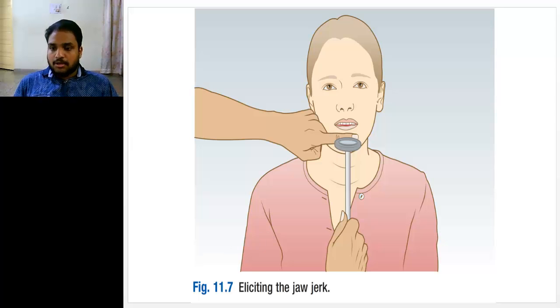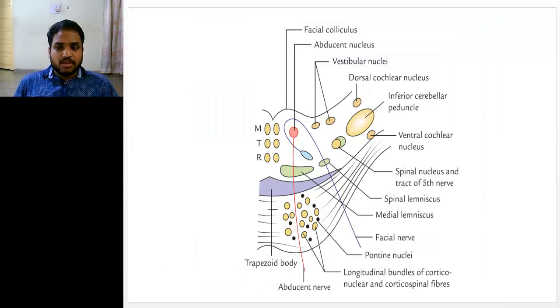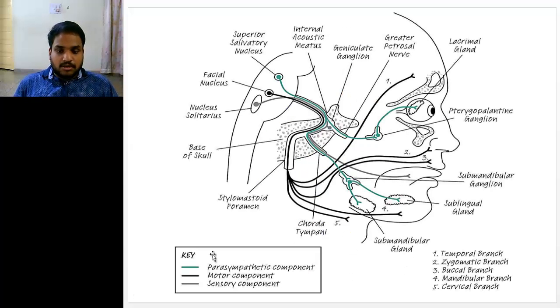Fine. Now we will come on to the facial nerve, right? Very important nerve, the facial nerve. We are always dealing with the facial nerve, right? So the facial nerve, in fact, it has got three components, that is the parasympathetic component, the motor component, as well as the sensory component, right? So the motor component is that it supplies the muscles of facial expression. Fine. Then it has got the sensory component.